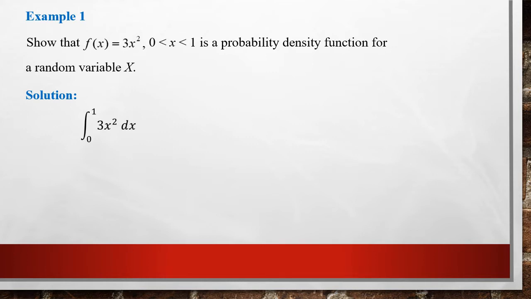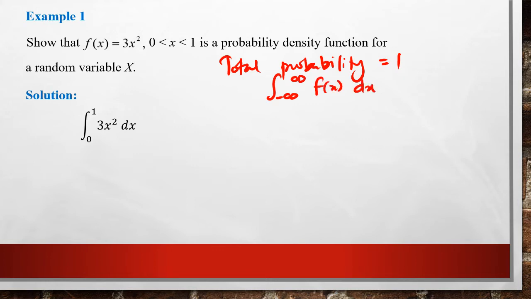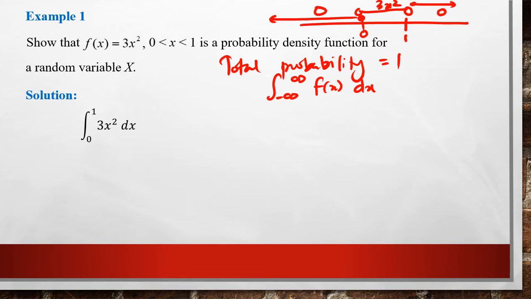And then we can use the second property. Usually we use the second property, which is the total probability is equal to 1. So for the continuous random variable, for the total probability, we can apply the integration from negative infinity to infinity of f of x with respect to x. Here we only have a function defined from 0 to 1 only, which is 3x squared. For the other parts, we don't have any function defined on it, so it's a function 0. That's why we directly integrate from 0 to 1.